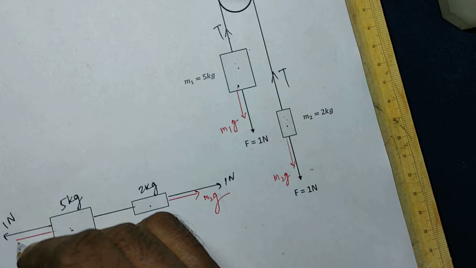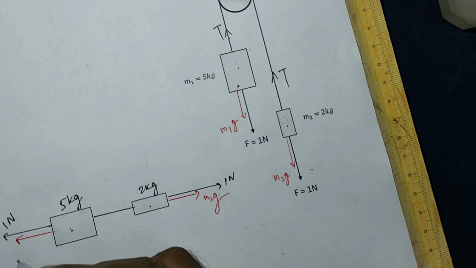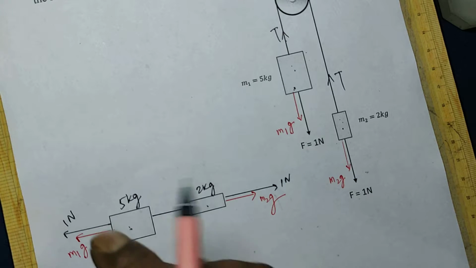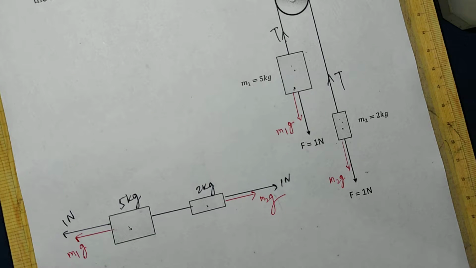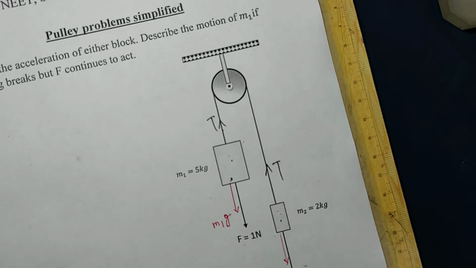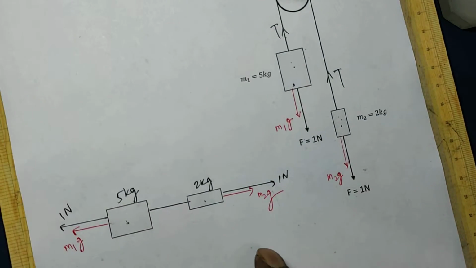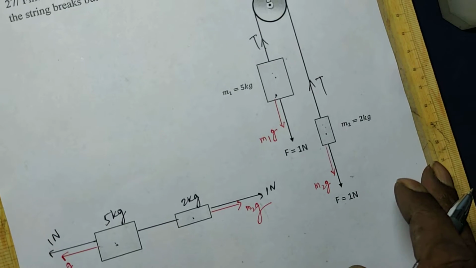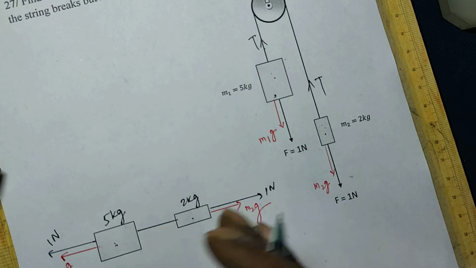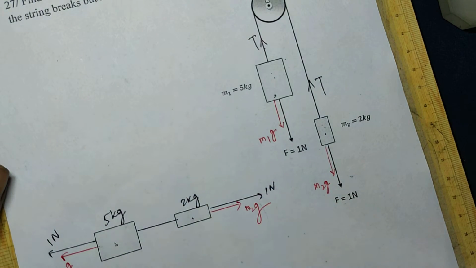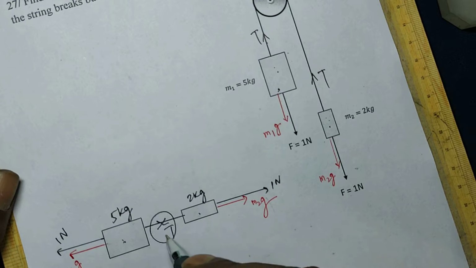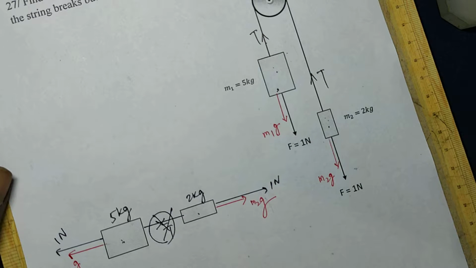And this is your M1 times G. So if you look at the system, by making these two horizontal like this, I have not added any extra mass or extra force to the system. And here is your tension T. This is an internal force, I will not consider.